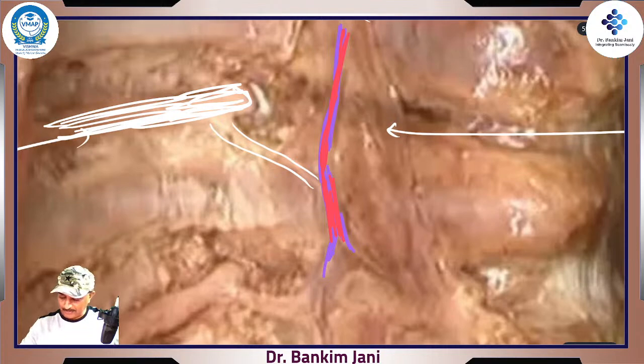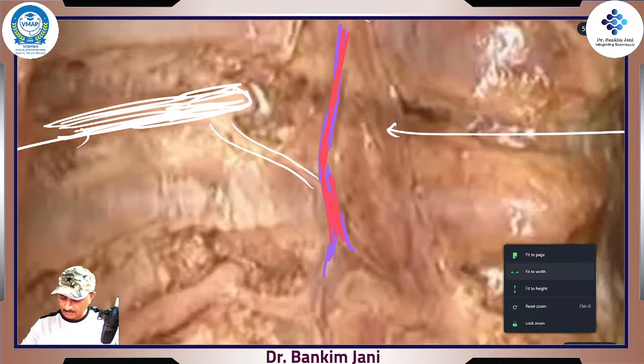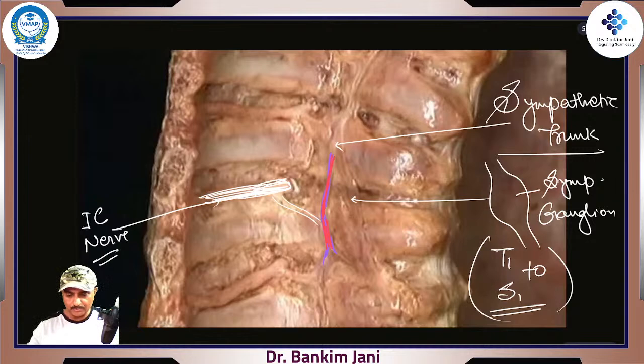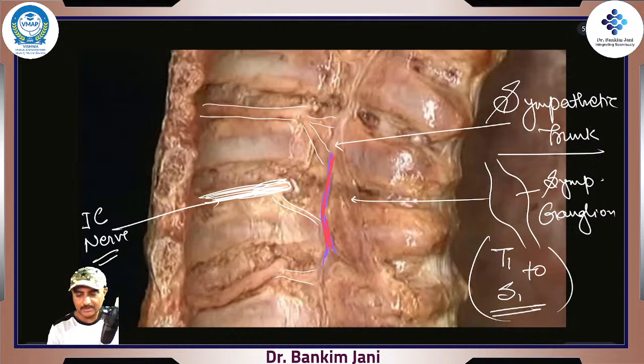And now when I unzoom it, you should be able to see that it is present almost at every level. Over here, it is like this. Over here, it is forming over here, right? See here, it is seen more clearly. So nicely seen. That is our intercostal nerve. This is our intercostal nerve, right?